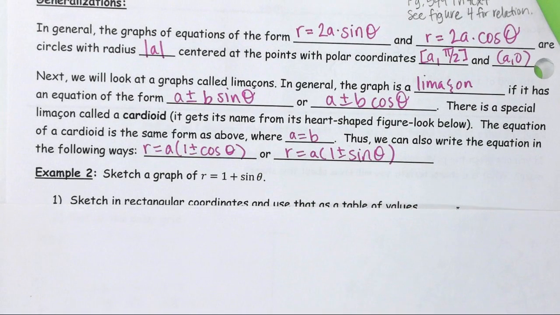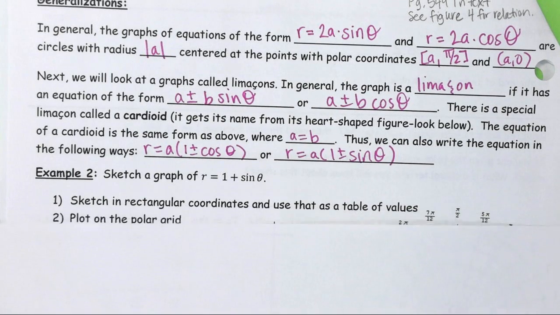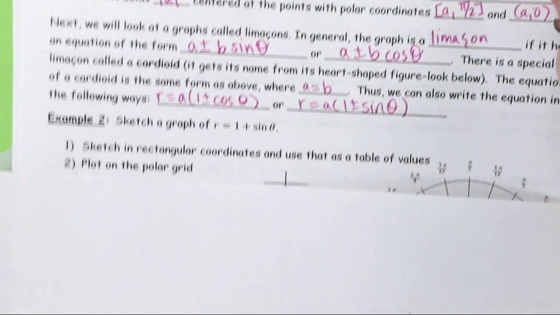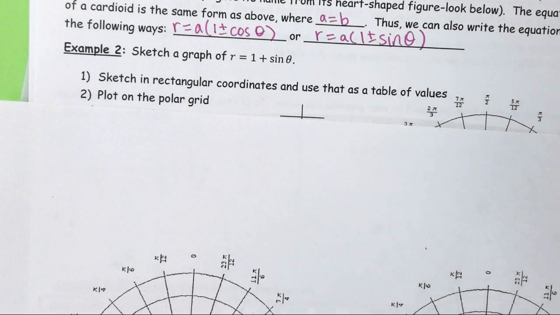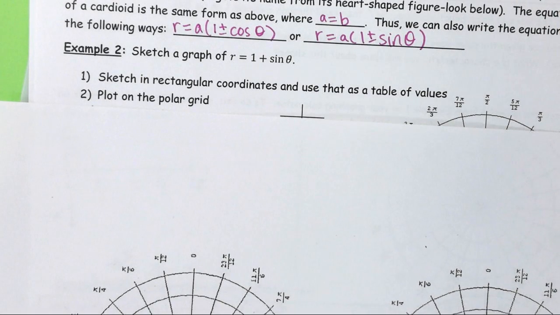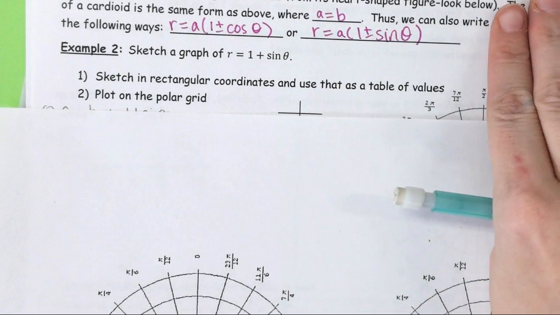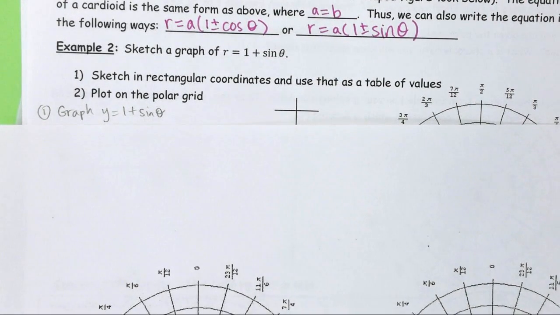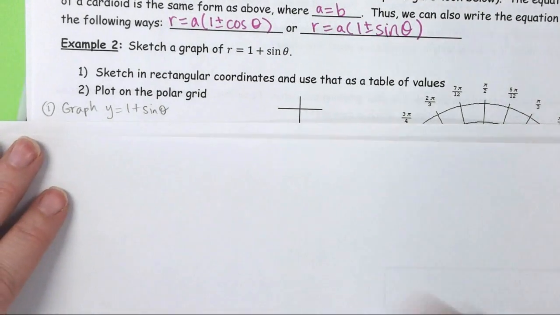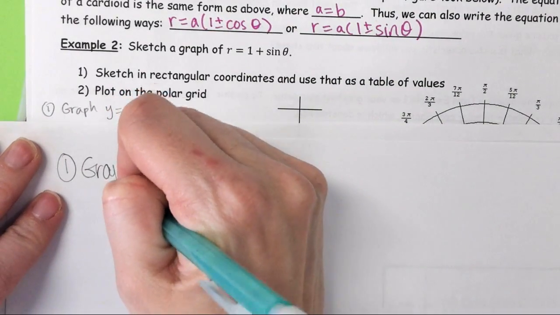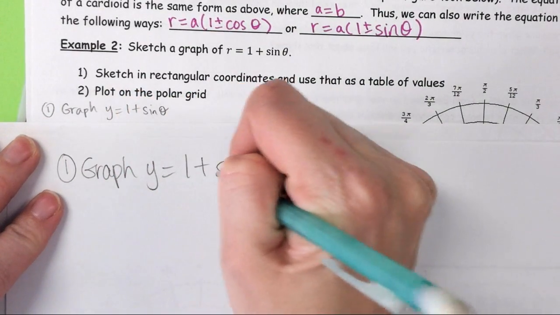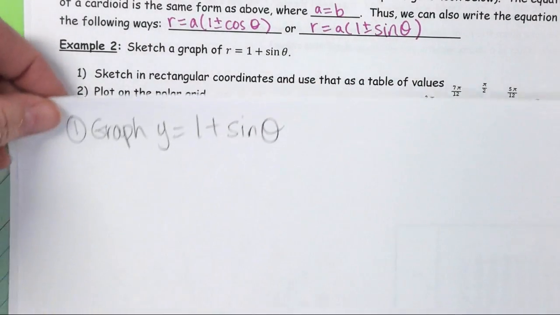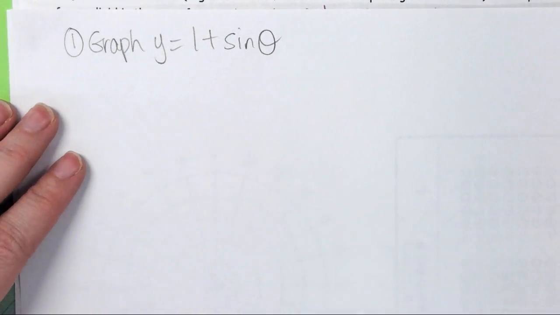So, for example 2, when we're sketching this graph of r, that's going to equal 1 plus the sine of theta. And you can see we have 2 steps. So in the first step, you're going to sketch in rectangular coordinates, and we're going to use that as a table of values, and then we're going to plot that on the polar grid. So we're going to do that step 1 together. Right? So what we're going to do is graph y equals 1 plus the sine of theta. So we have to go back to chapter 5.